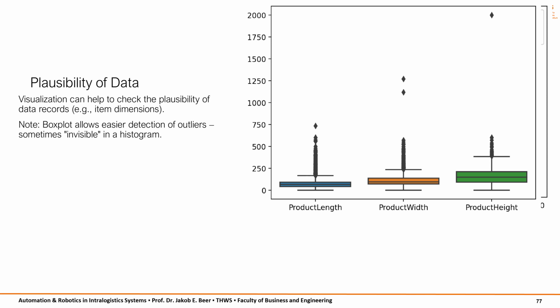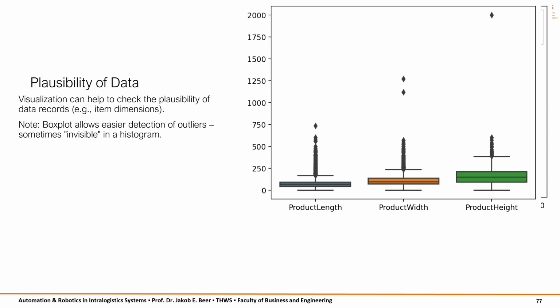Detecting those implausible values is crucial before we feed the data into layout planning, automation models, or even basic throughput simulations. Now, remember Anscombe's quartet. All four datasets had the same mean, the same variance, the same regression line. And yet, visually, they were completely different. The same logic applies here.